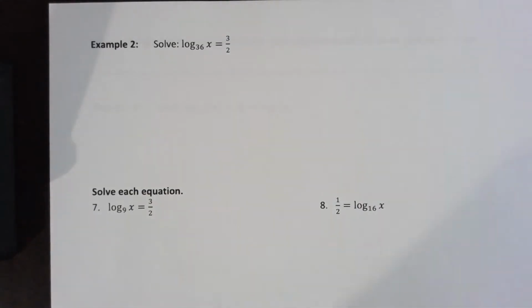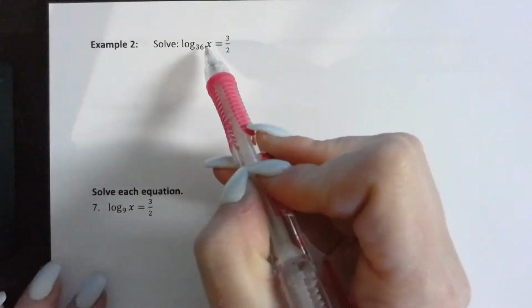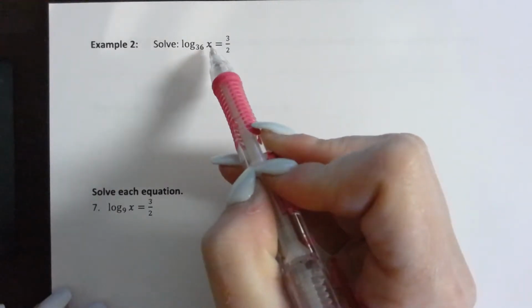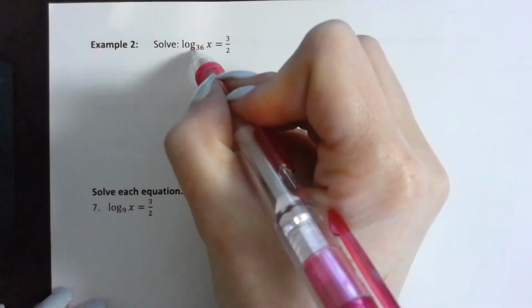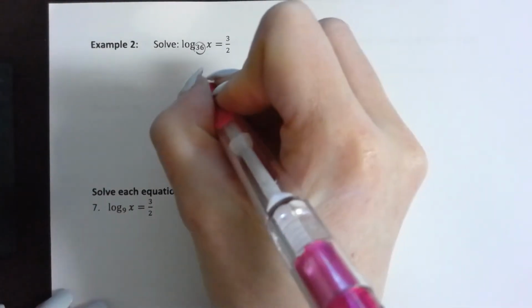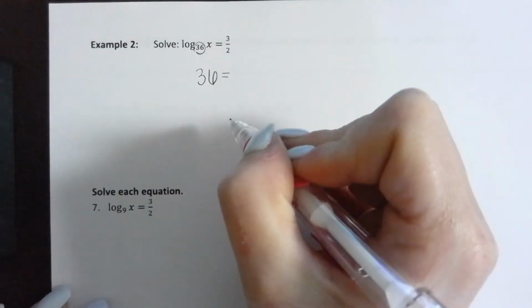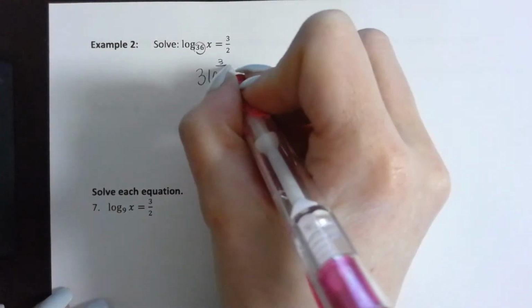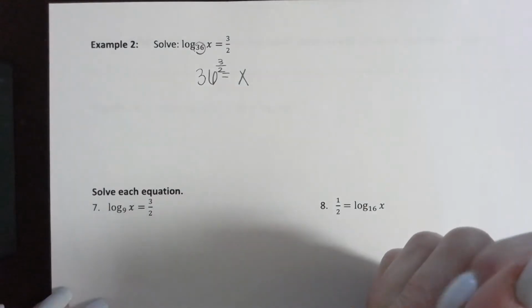Example 2 should look very similar to the ones we just worked with. The main difference is now the x is not on the other side of the equation. It's kind of stuck here with the log. To get the log and the x separated, I will again have to change forms. My base this time is 36, so I'll keep the 36 the same, and then I will switch the x and the 3/2. So my 3/2 will be the exponent, and that should be equal to x.